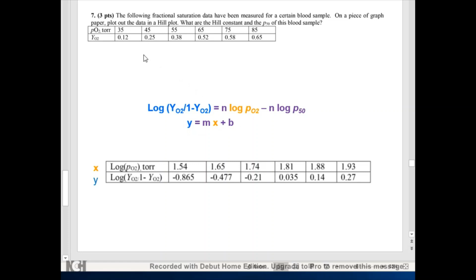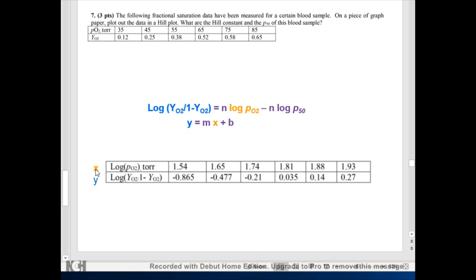So now, in order to plot these data points, you have to calculate your x and y. So your x is calculated based on the data of oxygen pressure, right? So you just take the logarithm to base 10, and your y is the logarithm of fractional saturation divided by 1 minus fractional saturation. So you use these numbers to find the corresponding numbers, right?